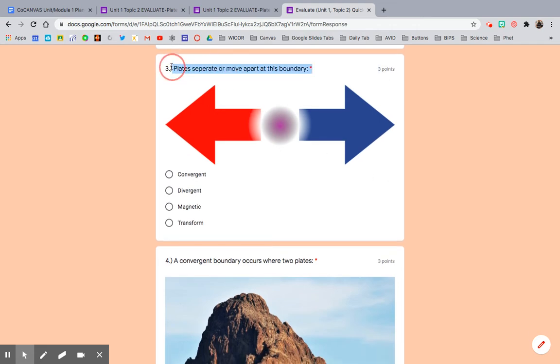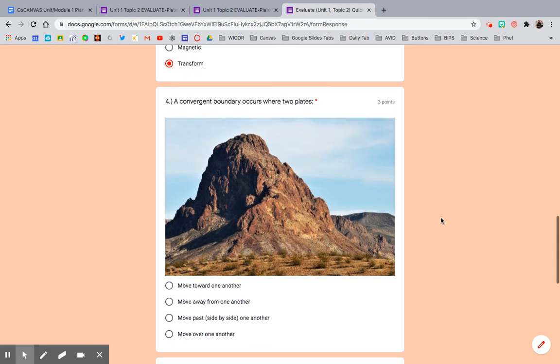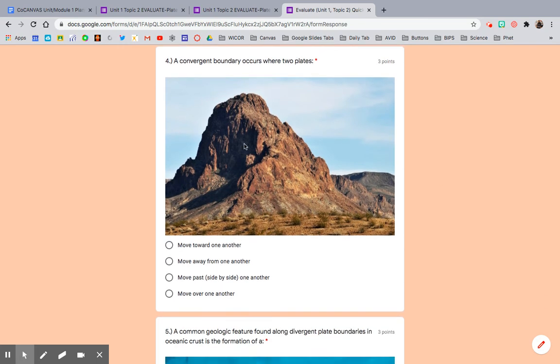Number 3, plates separate or move apart at this boundary. And here is an image to show you moving apart, separating. Is that convergent boundaries that move apart or divide? Is it divergent boundaries? Is it magnetic boundaries? Or is it transform boundaries? And try to use test-taking strategies, for example, eliminating answers that you know are not correct. If you haven't heard me talk about it, it's probably not a type of boundary.